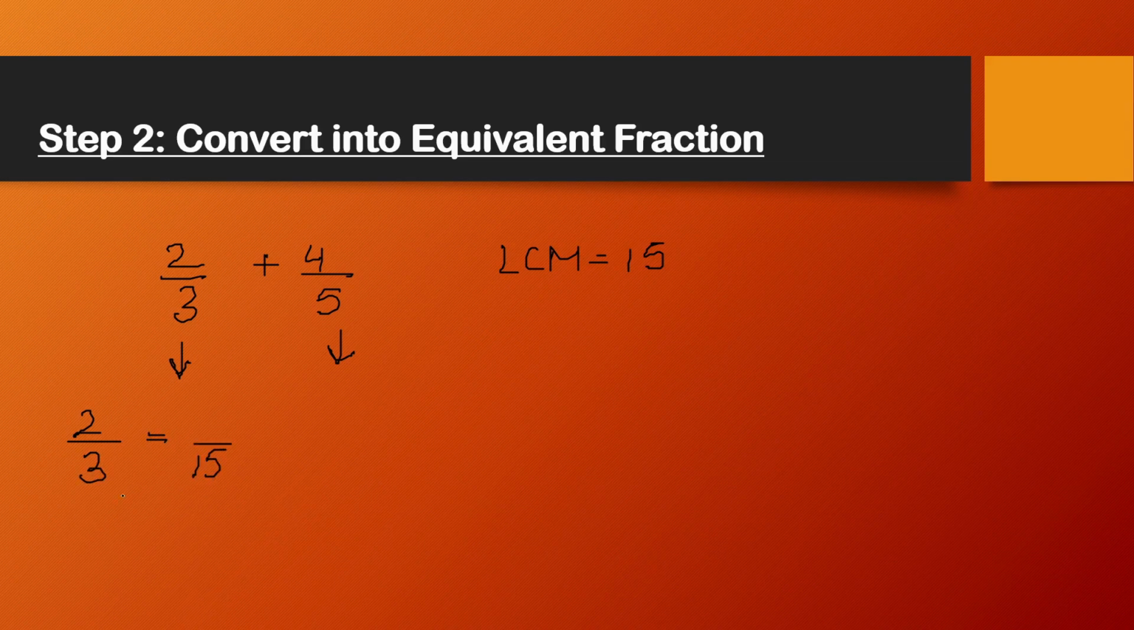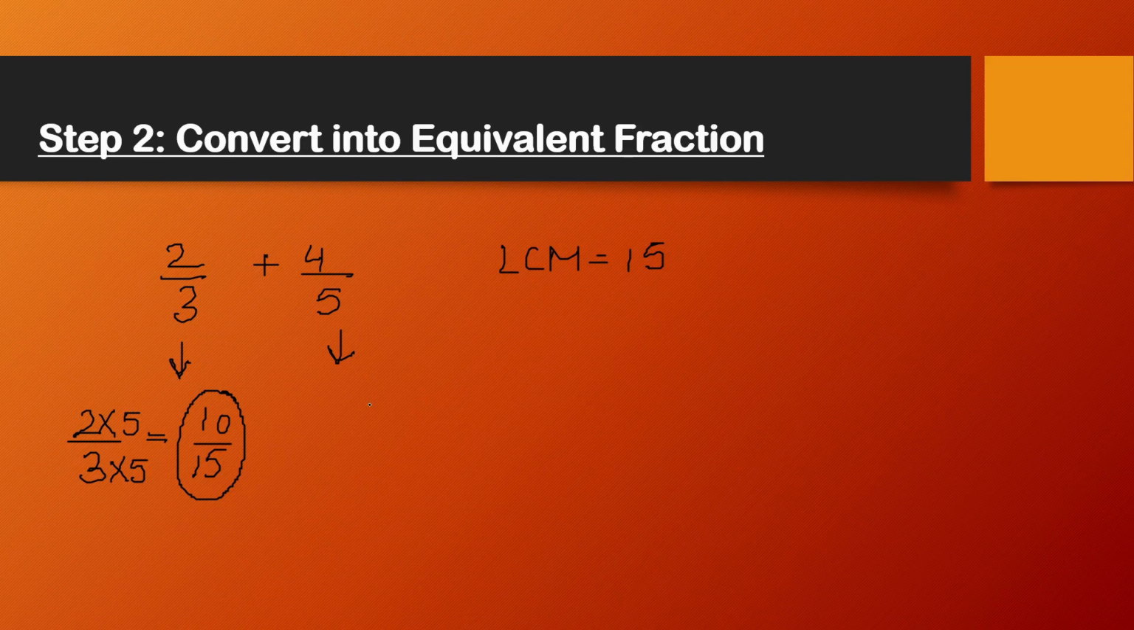So we need to figure out what we should multiply with 3 to get 15. As we know, 3 multiplied by 5 gives us 15. The same number needs to be multiplied with the numerator also. So 2 multiplied by 5 is equal to 10 by 15. So this is our new fraction which is equivalent to 2 by 3.